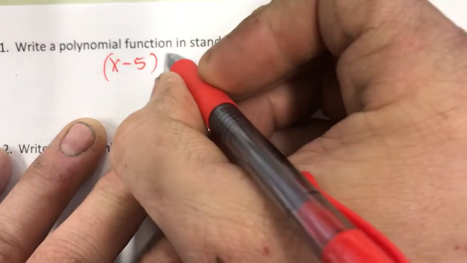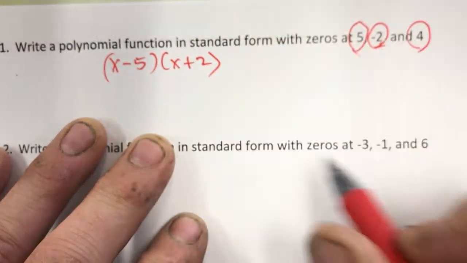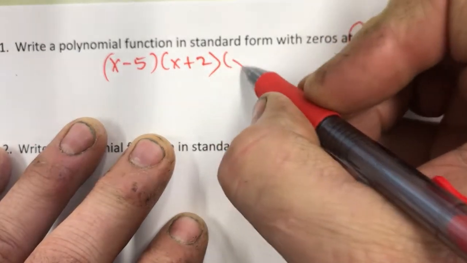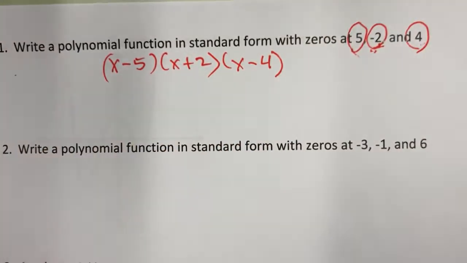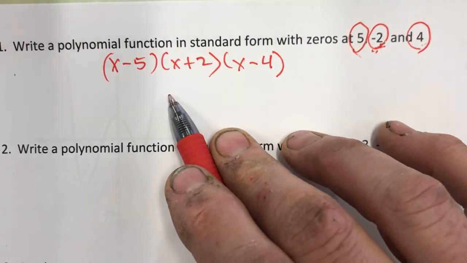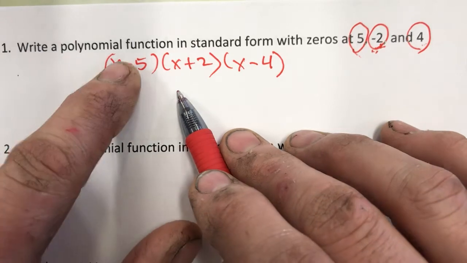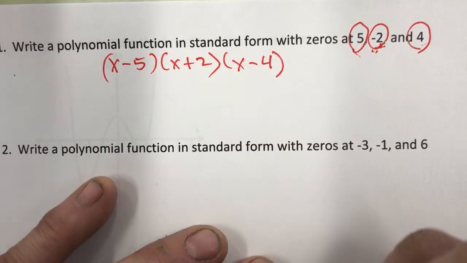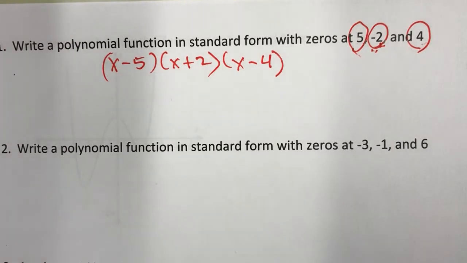For this one, x plus 2 is a factor. And then for 4, x minus 4 is a factor. So if these are my zeros, those are my factors. Okay, now to find out what this polynomial function is, I just multiply these factors up. Okay, so I can do that real easy.